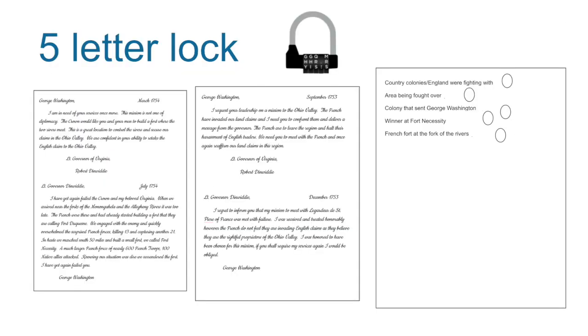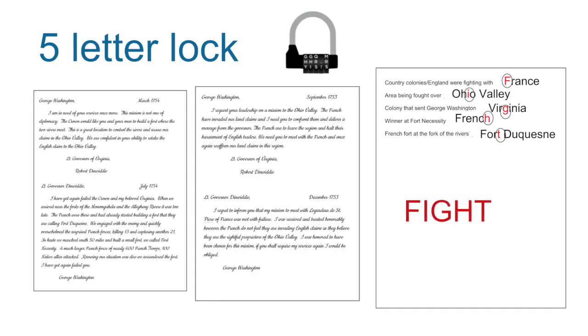The first clue that the students are given is for the 5-letter lock. They will look at the letters written between George Washington and Robert Dinwiddie. When they use the information from those letters to fill in the blanks, they will see that one letter from each answer is circled. When they've answered each correctly, it spells out the word fight, which will unlock the 5-letter lock.